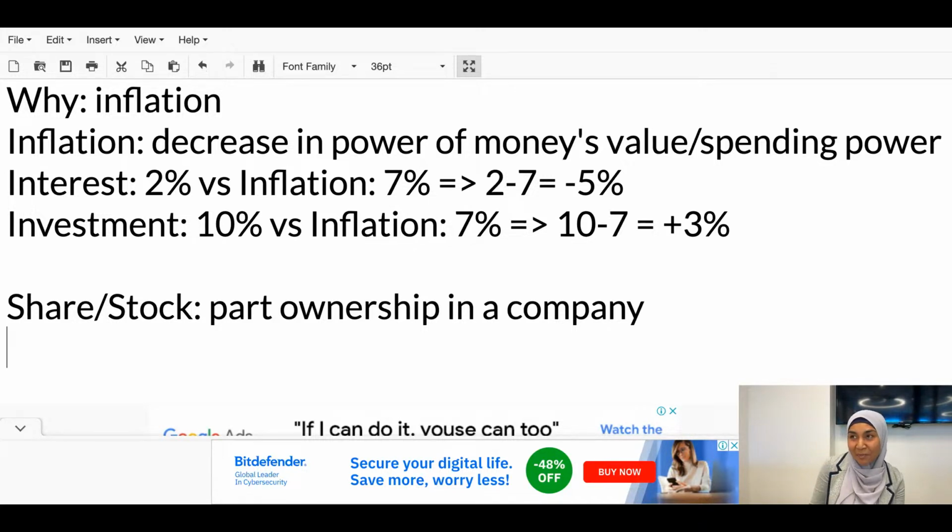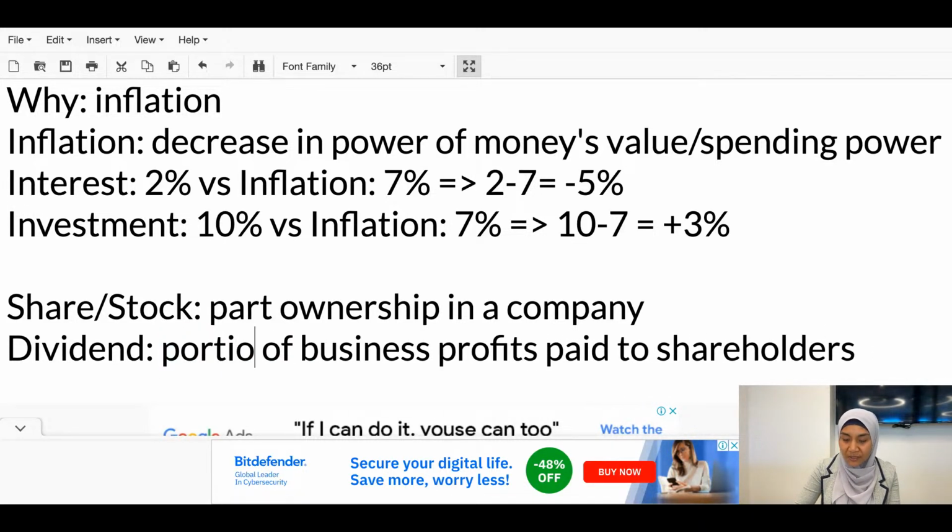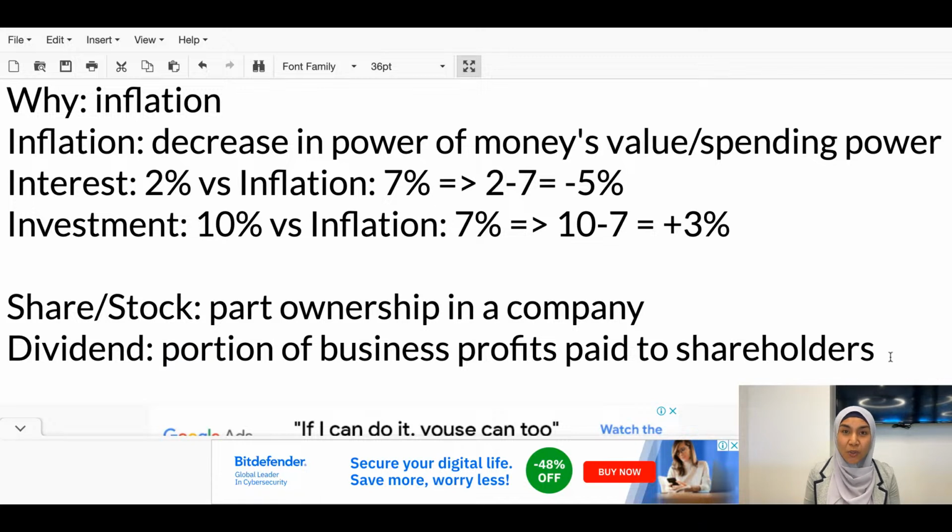So obviously Apple, a pretty successful company, makes a lot of profit. If I'm a part owner, obviously I want some of that profit. I've put my hard-earned money into it. It's a risk. The company could go down. So I would love to have a little piece of that profit. That is what a dividend is. It is a portion of business profits paid to shareholders.